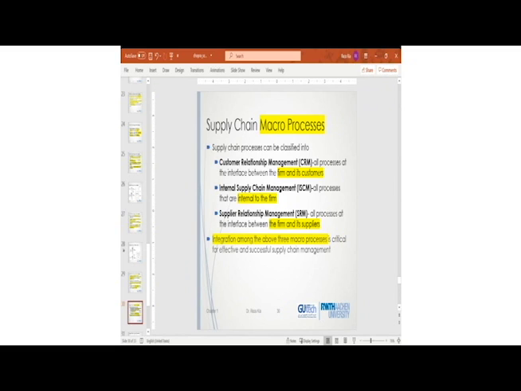So that was the second category, and now I'm introducing the third category for dividing the supply chain process, which is macro view. In macro view, the supply chain operations could be divided into 3 categories. The first one is customer relationship management, which associates the supply chain firm and customers.